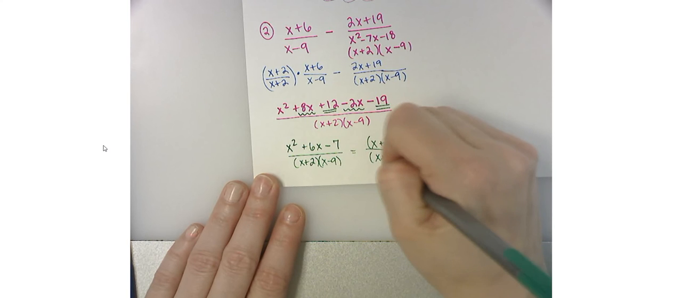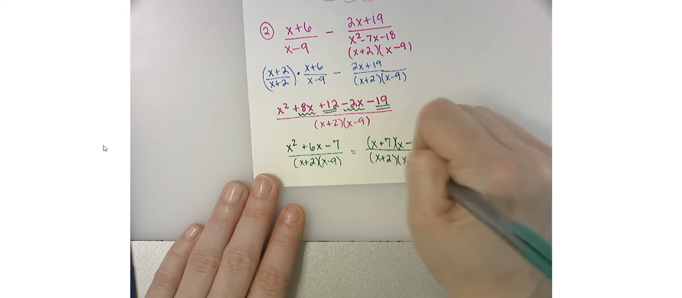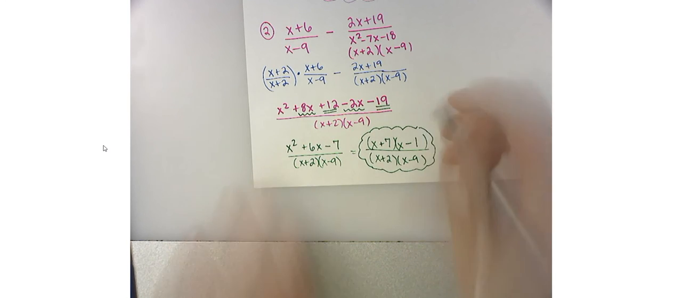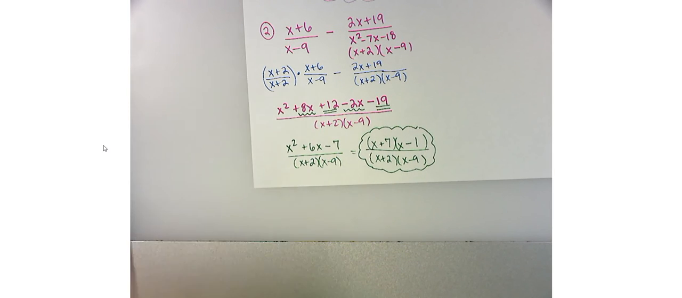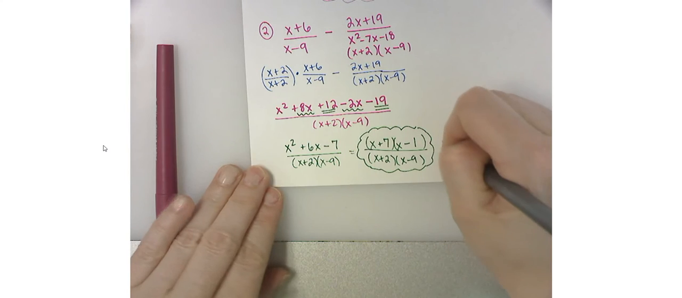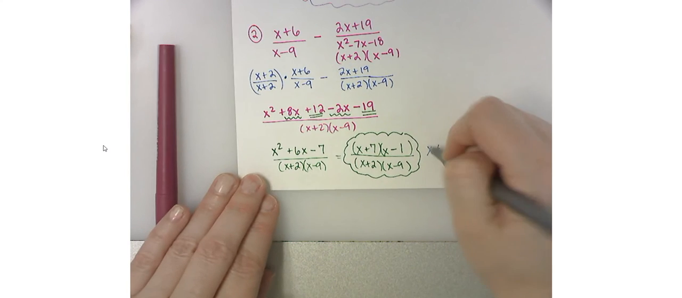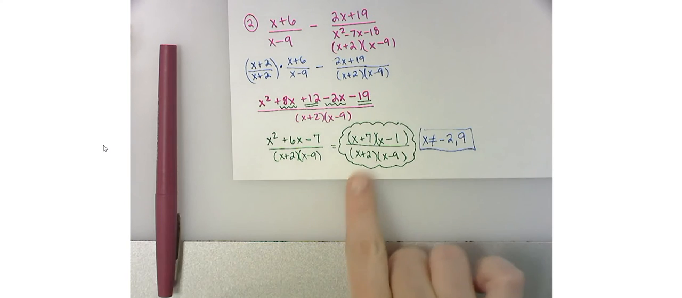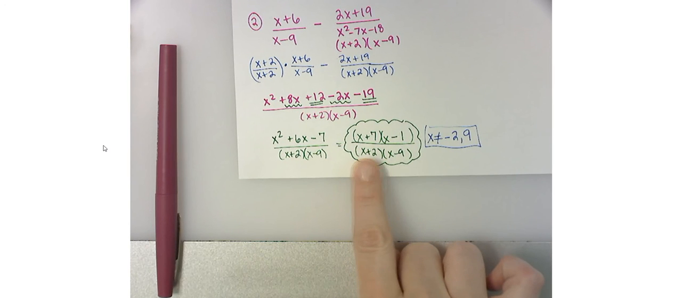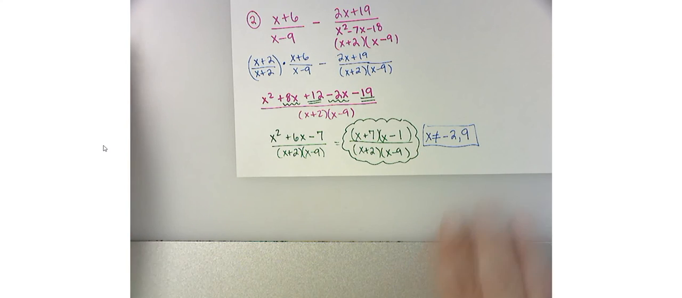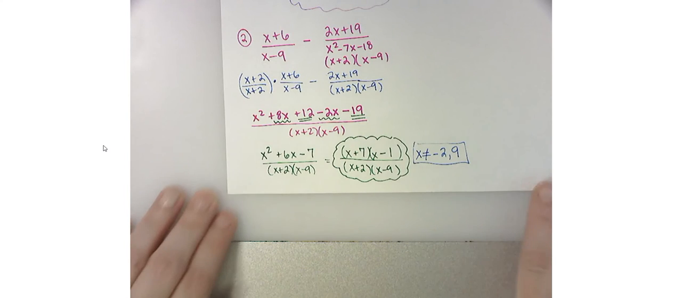And then find the values for which x cannot be. Okay, so if x was negative 2, that would make the denominator 0. If x was 9, that would make the denominator 0. Okay. All right, and then just going to write here that you factored. If you did have common factors, you could cancel those out.